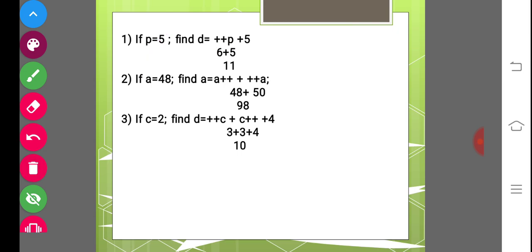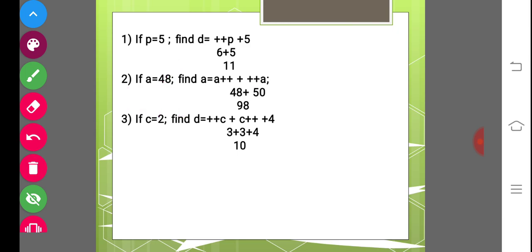In the second question, a equal to 48, find a equal to a++ + ++a. Again, if you notice, this is a case of postfix and this is a case of prefix, fine. So a is initialized with 48. After the execution of the postfix operator, a now becomes 49, fine. But this is a case of postfix, so we use the original value. What is the original value? 48. 48 plus, now ++a. What is the new value of a? 49. So after the execution of ++a it is finally 50. Okay, so as this is a case of prefix, we use the incremented value in the expression, which is 50. So 48 plus 50 equal to 98.